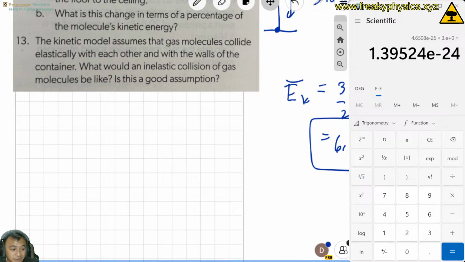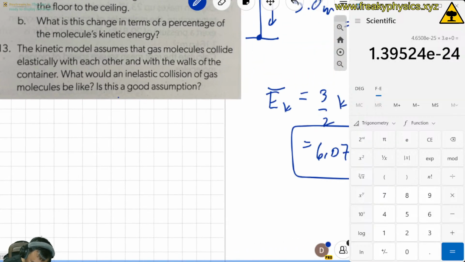But remember, the reason why we have these laws is that it helps represent the real world. If we follow the laws, it follows the real world more closely than if we didn't. In this case, if we didn't follow the idea of the kinetic model, that the gas molecules are elastically colliding, then that means they are inelastically colliding. They're losing energy. They're getting colder. Everything should be frozen. There should be no gas. Gases shouldn't exist.